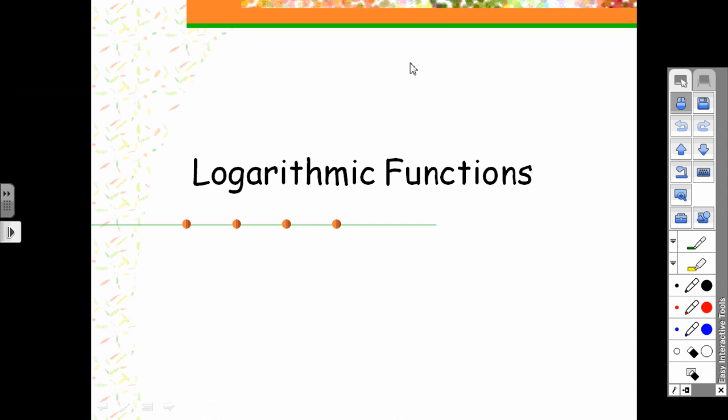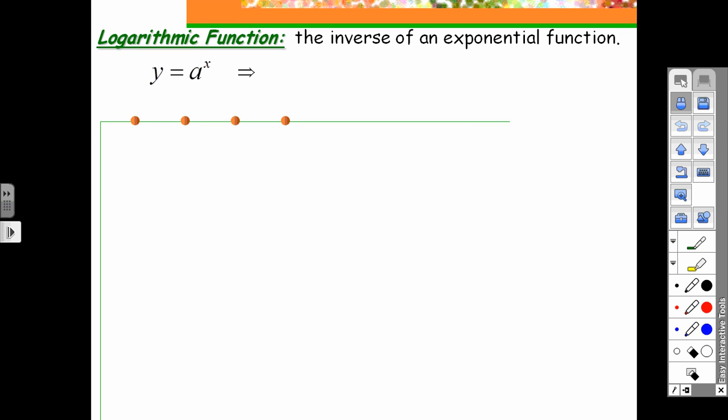Okay, here we are at the logarithmic functions, which now that we are all experts at exponentials, we should be able to deal with logarithmics pretty easily, hopefully. Fingers crossed, right? Okay, so the definition of a logarithmic function is simply the inverse of an exponential function. So if you remember, an exponential is y equals a to the x. And if we wanted to do the inverse, we're just going to switch the x and y. The a will stay where it is. So you get x equals a to the y.